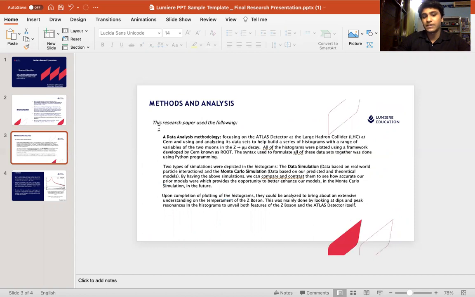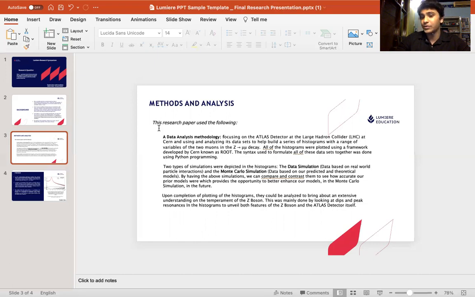For a bit about the methodology and the analysis that I followed, my research paper followed a data analysis methodology. I focused on particle interactions at the Large Hadron Collider, or the LHC at CERN, which is the biggest particle accelerator in the world. I used its data sets from its biggest detector, the ATLAS detector, obtained from the ATLAS website. And I used a software known as ROOT, which is developed by CERN, to help compile a series of histograms plotting various properties of the two muons in the Z mu mu decay as variables.